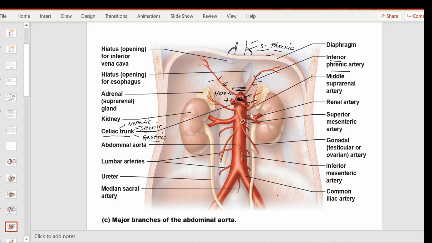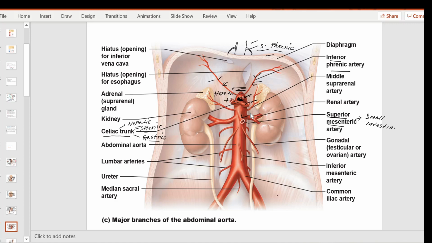Then this is another artery. This is called the superior mesenteric artery. Mesenteric, if you hear the term mesenteric, it supplies or goes to the intestine. Superior mesenteric goes to the upper part of the intestine, that means mainly to the small intestine.